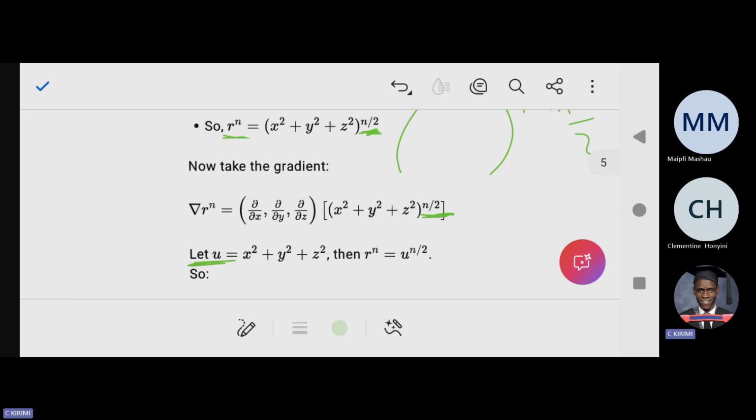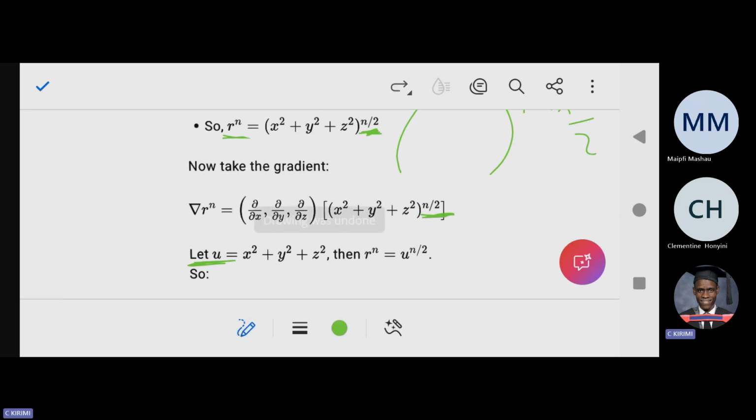So you use the differentiation rules to solve for this one. Let u equal x squared plus y squared plus z squared. So r to the power n is the same as u to the power n over 2, because of the square root. You are just replacing where there is x squared plus y squared plus z squared with u.